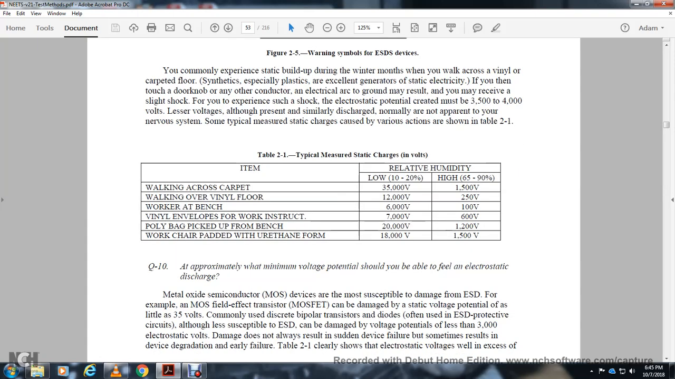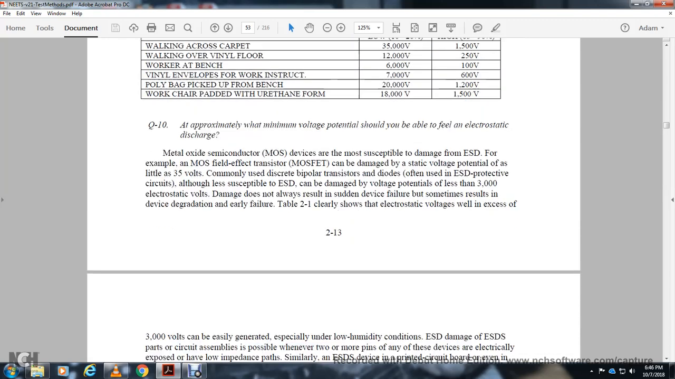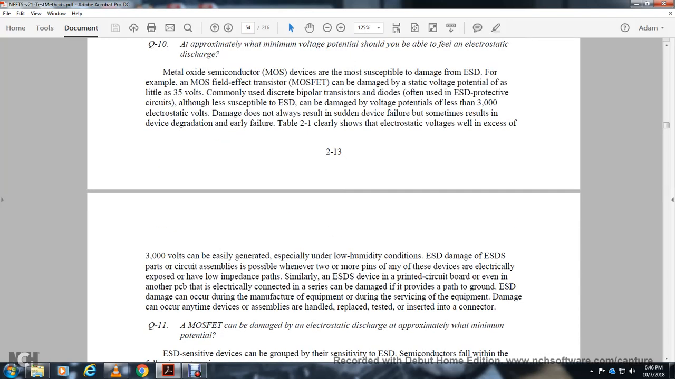Metal oxide semiconductors are the most susceptible to damage from electrostatic discharge. For example, metal oxide semiconductor field effect transistors can be damaged by a static voltage potential of as little as 35 volts, compared with discrete bipolar transistors. Diodes are somewhat electrostatic discharge protected. Although less susceptible, they can also be damaged by a voltage potential of less than 3,000 volts. Damage does not always result in sudden device failure. Sometimes it results in device degradation and earlier failure. A voltage of 3,000 volts will easily be generated, especially under low humidity conditions, and can cause electrostatic discharge damage to circuits.